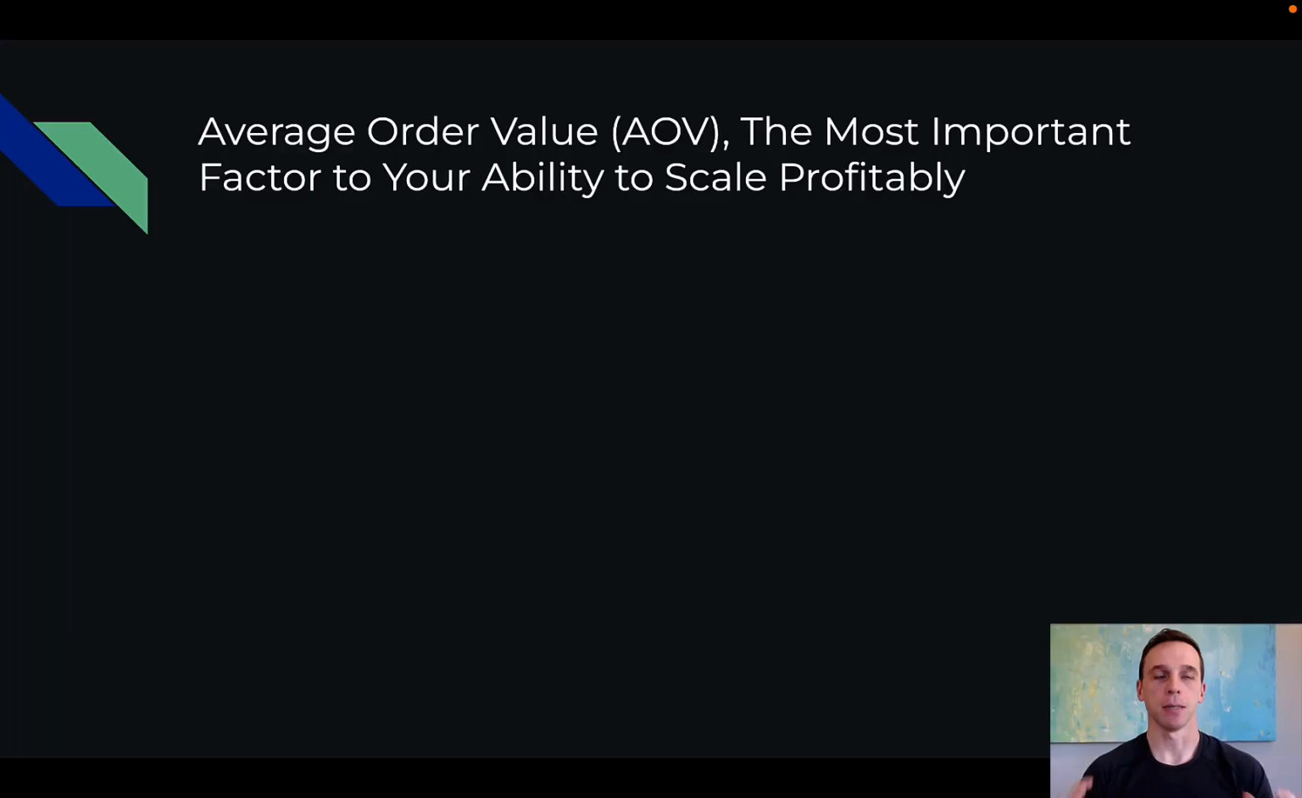All right, next, we're gonna activate order bumps and upsells on all your products. Now, something extremely important to understand: average order value, or AOV for short, you'll hear me use that a lot of times, is the most important factor for your ability to scale profitably selling on a Shopify store. This is that important that I really want to stress this.